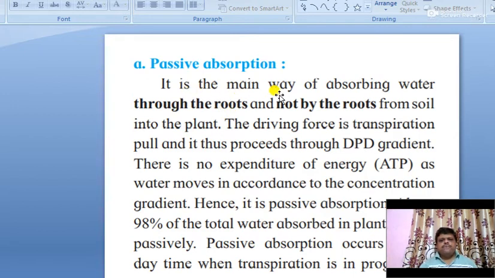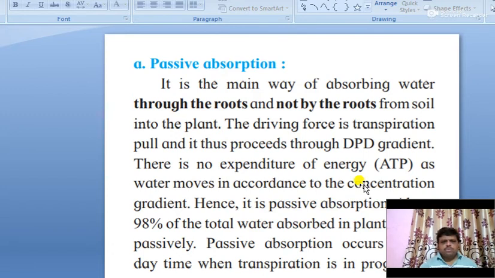It is the main way of absorbing water through the roots from the soil into the plant. The driving force is transpiration pull, and it thus proceeds through the DPD gradient. There is no expenditure of energy, that is ATP, as water moves in accordance to the concentration gradient. Hence, it is passive absorption. Okay, so this is simply regarding the passive absorption of water inside the root.